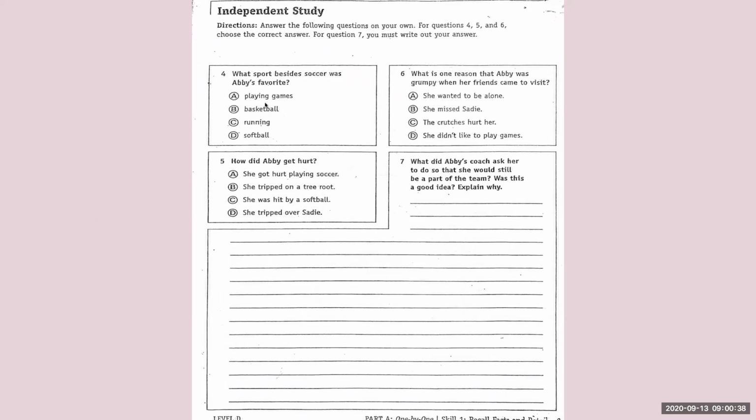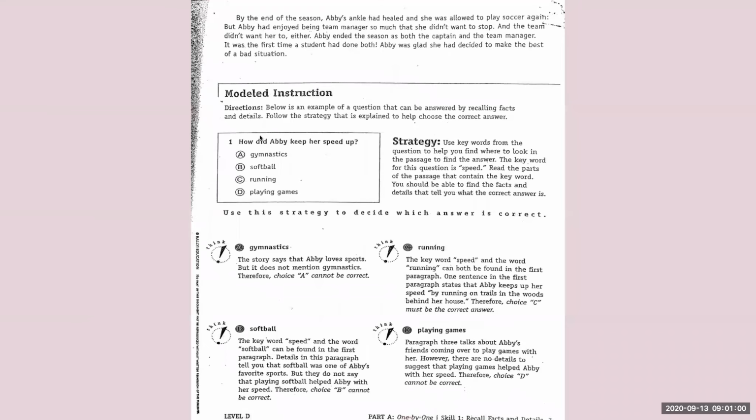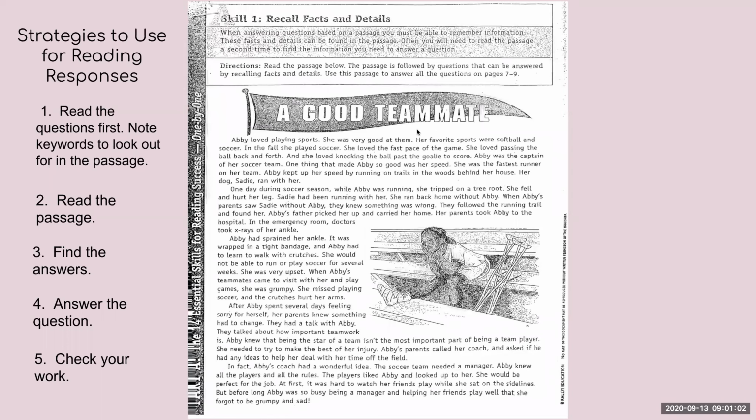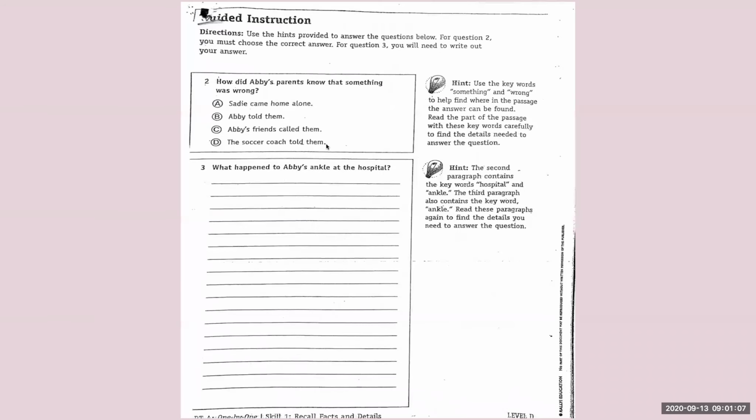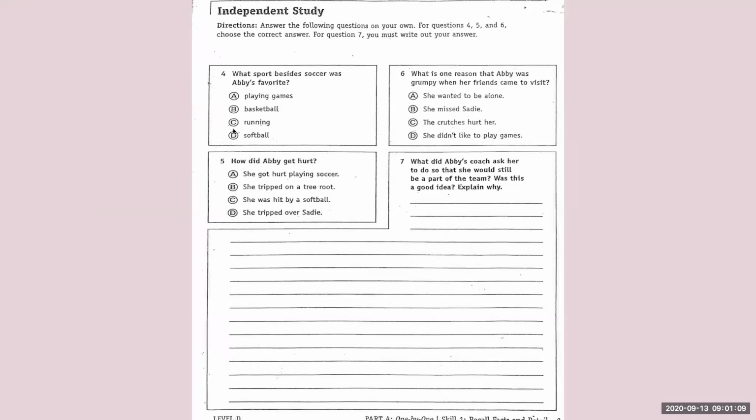It's very important that you read all of the answer choices that are presented to you. So I have playing games. No, I don't remember anything about them saying playing games. Basketball? I just read that passage. Nope, I didn't hear anything about basketball. Running? I do not remember hearing them say anything about running. Softball. So it's always a good idea to flip back to the passage and the question. So let's go back. Her favorite sports were softball and soccer. So if we go back to that question, your answer is D right there.